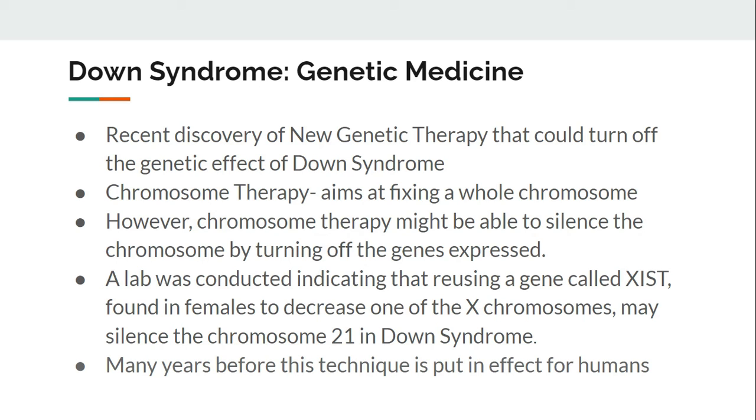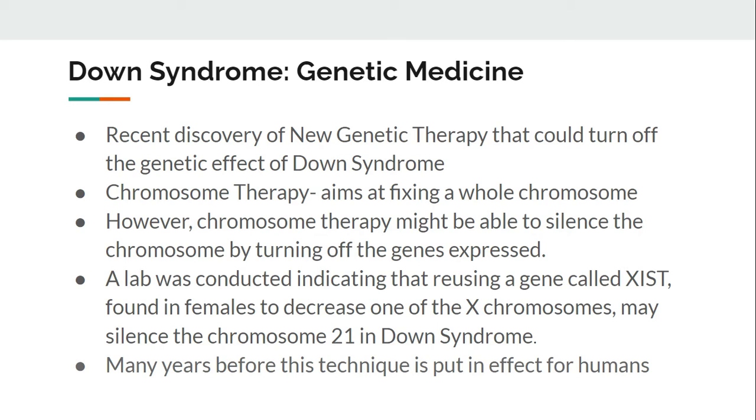Genetic medicine for Down syndrome is something new and recent. A recent discovery of a new genetic therapy could turn off the genetic effect of Down syndrome. Chromosome therapy aims at fixing a whole chromosome. However, it's been shown that chromosome therapy might be able to silence the chromosome by turning off the genes expressed.